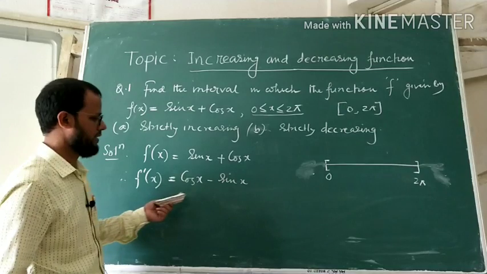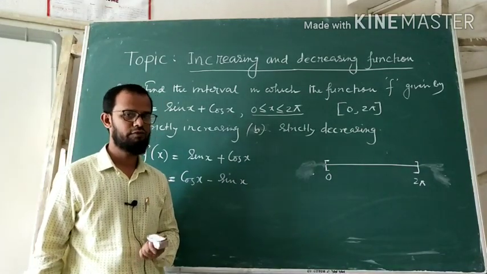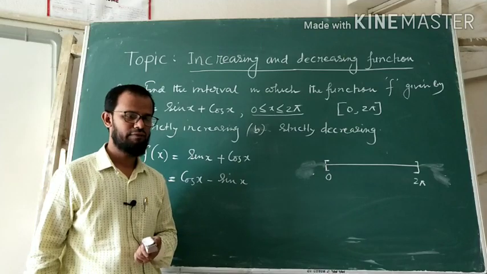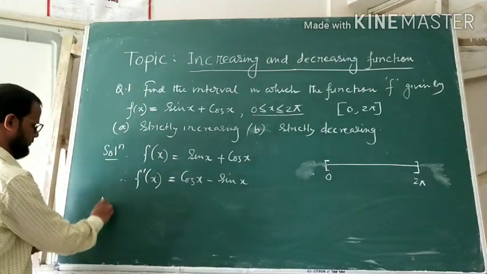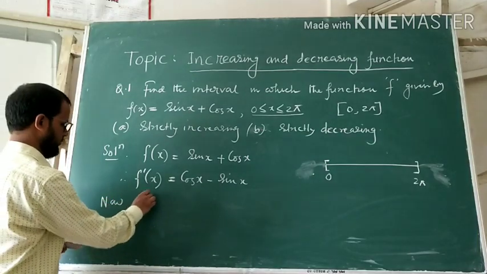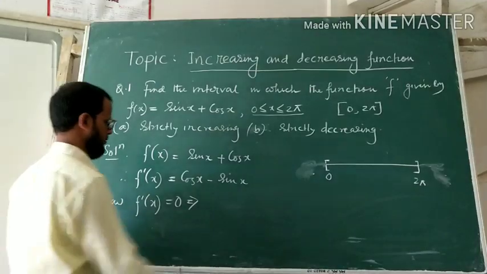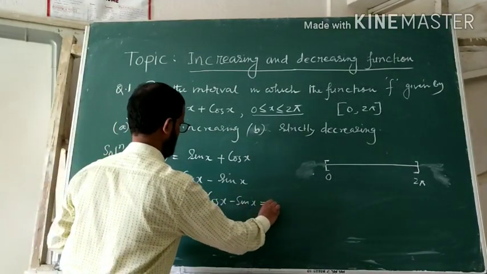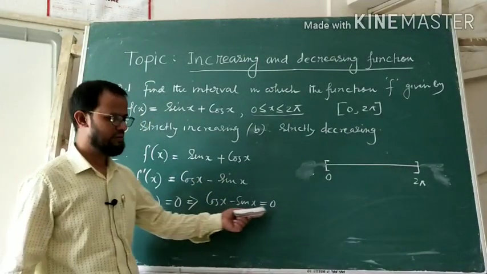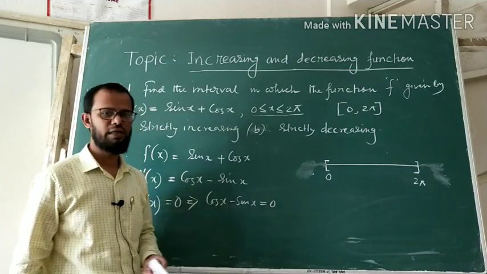Now our main target is to find what is called the critical point. How to find the critical point? We can find the critical point by putting f dash x equal to 0. Now f dash x equal to 0 implies cos x minus sin x equal to 0. Cos x minus sin x equal to 0 means cos x equal to sin x.